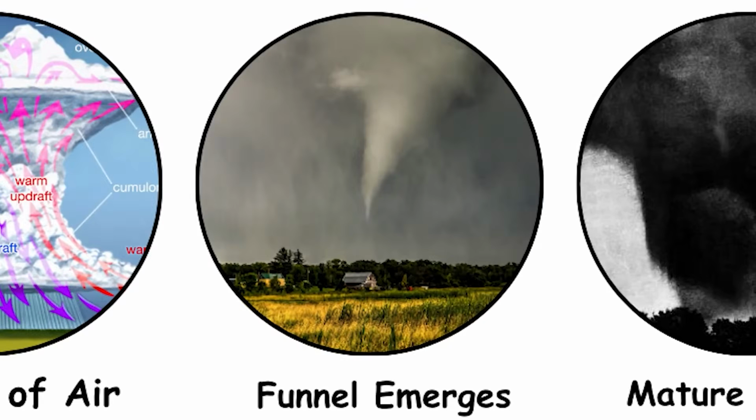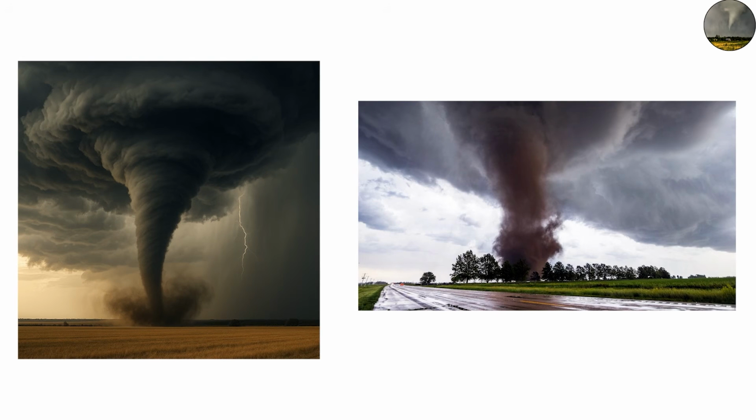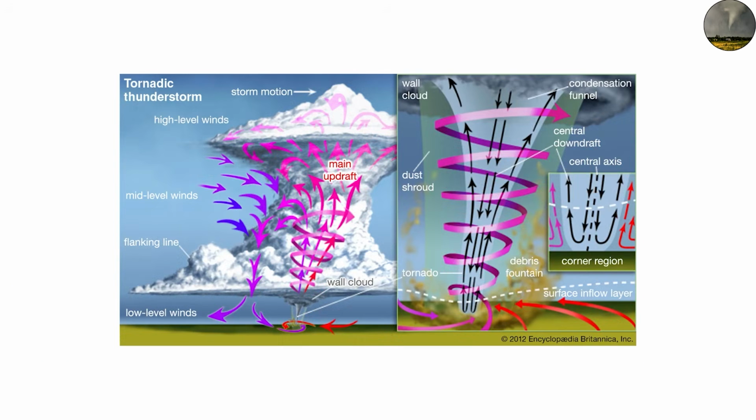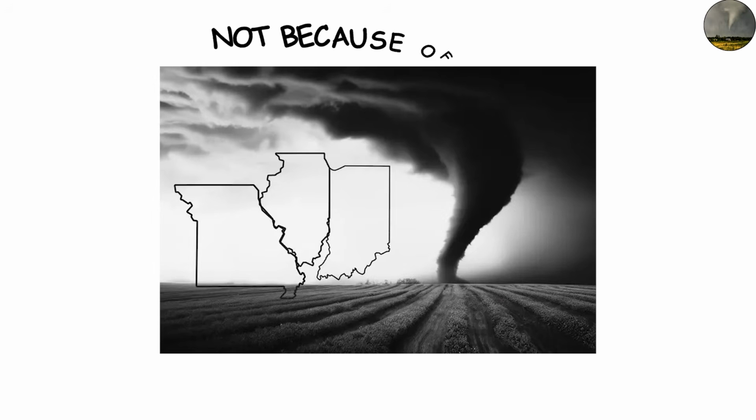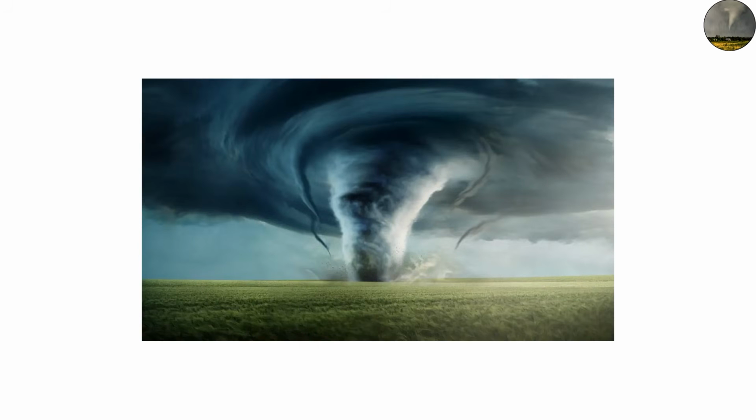The funnel emerges. As the spinning air column tightens, pressure inside it drops sharply. When air pressure falls, moisture in the air condenses. This is why a tornado becomes visible. Not because of dust or debris at first, but because of the condensation cloud forming inside the rotation. The funnel you see reaching down from the clouds is only the visible outline of the tornado's core. The true tornado is a column of invisible wind moving faster than the eye can follow.